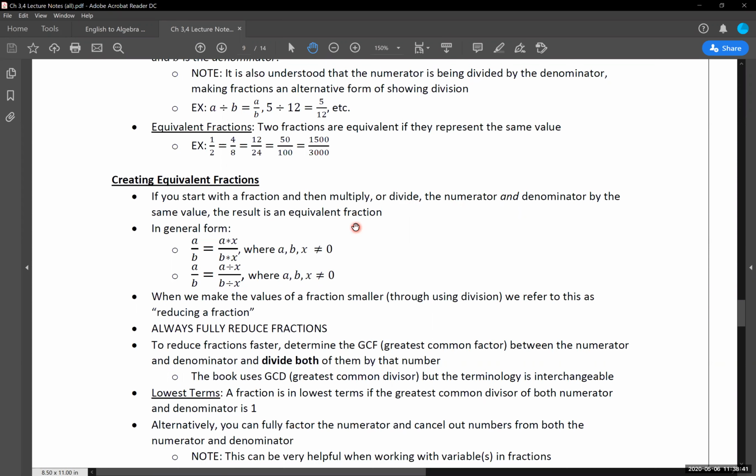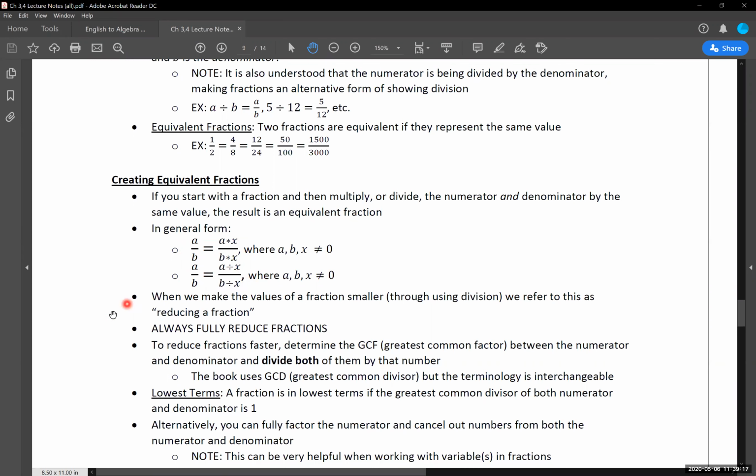So if I want to create an equivalent fraction, maybe I'm scaling the numbers up. Maybe I'm making them larger. If I'm starting with a over b, then if I want to make those larger, I'm going to have to multiply the numerator and the denominator by the exact same value. Vice versa, if I was going to be reducing the fraction down, starting with a over b, I would need to divide both the numerator and the denominator by the exact same value.